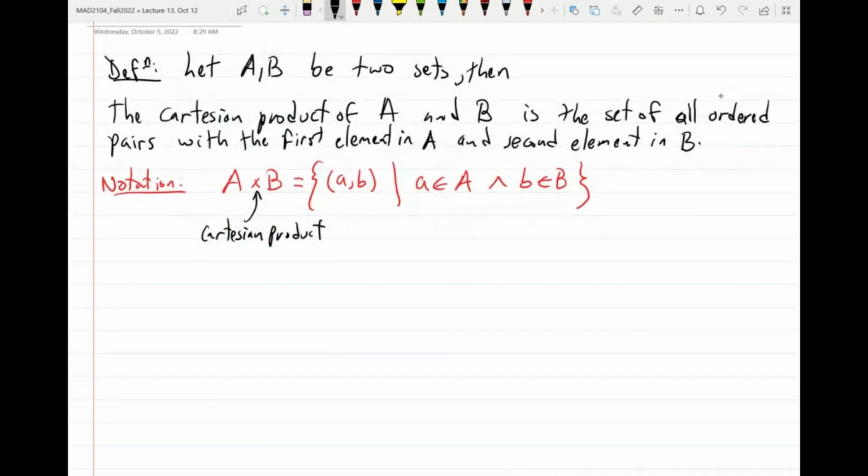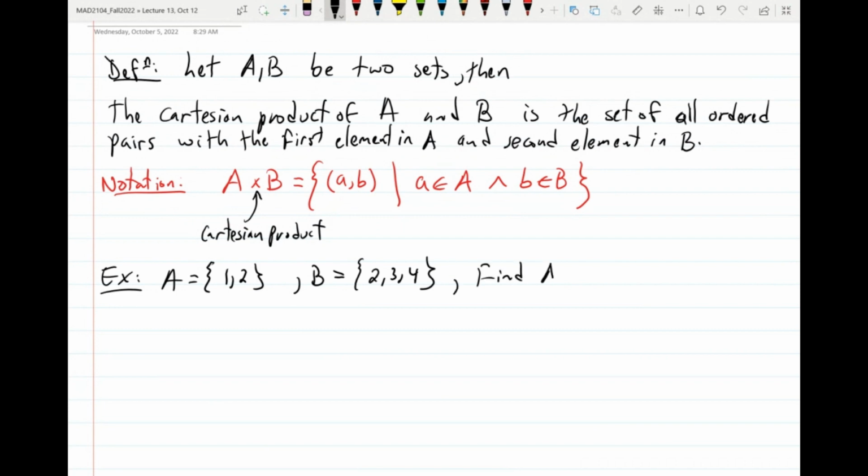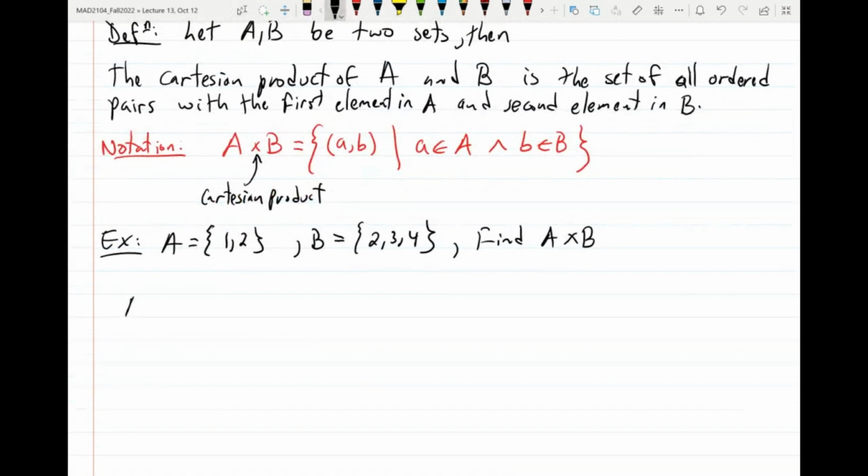So let's do a little example. Let's say that A is the set {1, 2} and B is the set {2, 3, 4}. Find A cross B. All right, so let's see, what would be A cross B in this case?